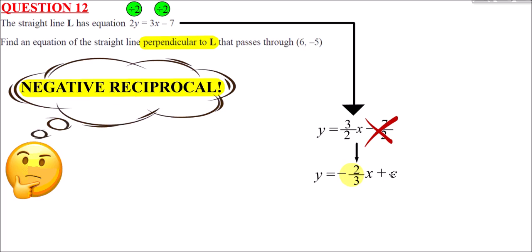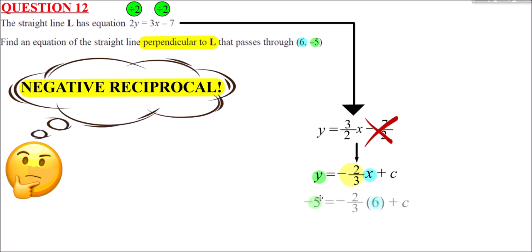Luckily for us, we do know some extra information about x and y. So we know a value of x and y because we've been given a coordinate pair. So we know when x is 6, y is negative 5. So using these values, we can substitute them in. So for y, we can sub in minus 5, and for x, we can sub in 6.